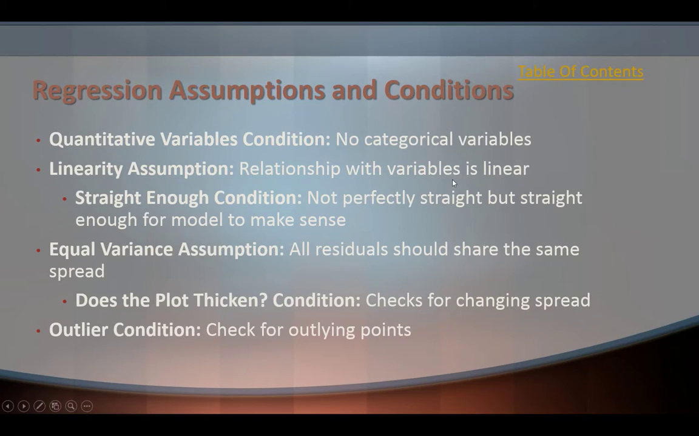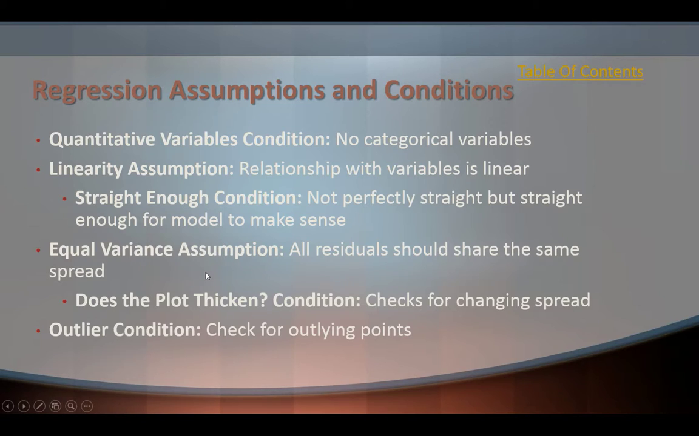Assumptions and conditions for regressions. Quantitative variables condition, of course, no categorical variables. Linearity assumption: the relationship between the variables is linear. Straight enough condition: not perfectly straight, but straight enough for the model to make sense. This is an interesting one because it actually takes into account inference. It's an opinion based on what you've learned, so it could be different for two different people. It's kind of weird. I know a lot of AP Stats is inference based. Basically, what do you think based on what you've learned? Is it straight enough for what you're doing?